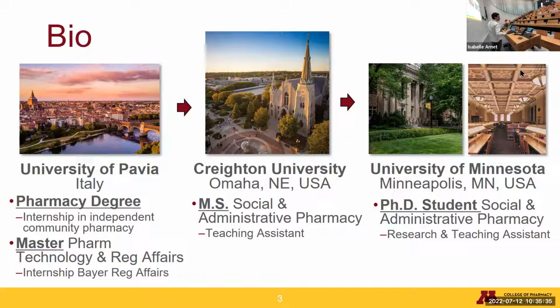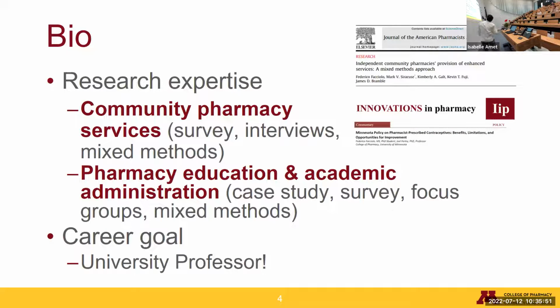The University of Minnesota is a Big Ten school. The Big Ten do a lot of research, and the U is a top 10 public research institution in the United States and top 20 overall. My research expertise includes community pharmacy services, especially survey and mixed method research. Now in my PhD I'm more focused on pharmacy education and academic pharmacy administration. I will be doing some case studies using both quantitative and qualitative methods. My career goal is working in academia, so this is a topic that is interesting to me.